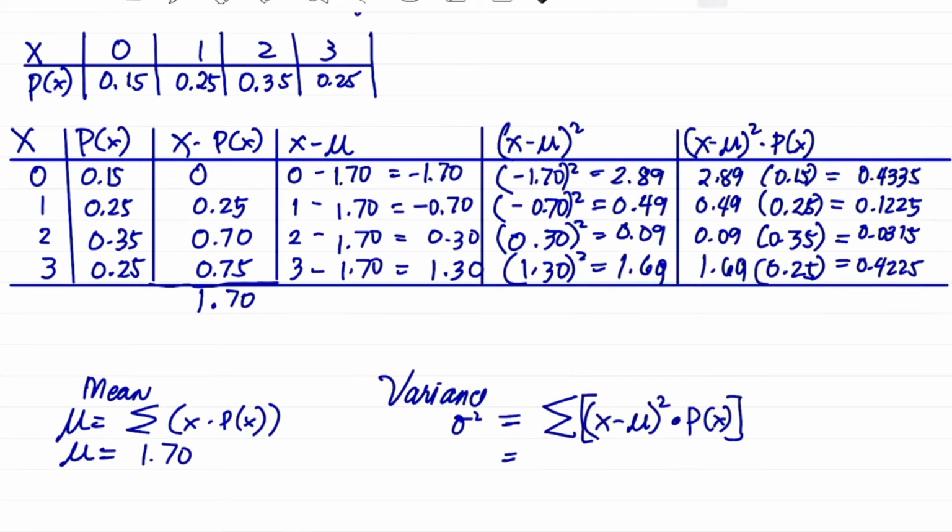So sum of this. So we have 0.4335 plus 0.1225 plus 0.0315 plus 0.4225. So the answer is 1.01. So that is the variance. So the variance is 1.01.